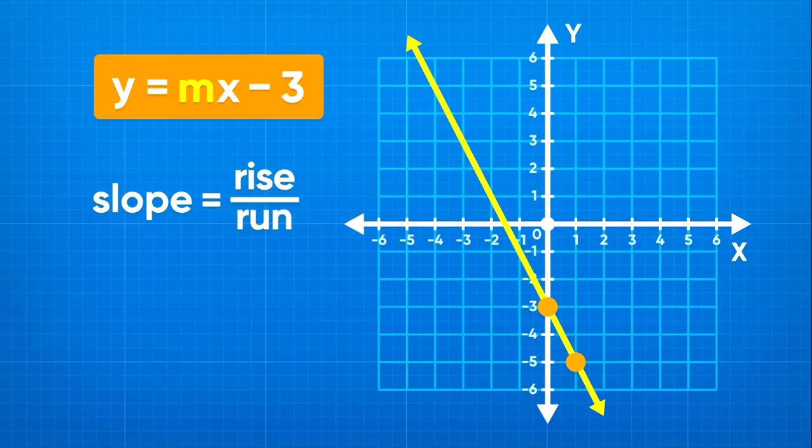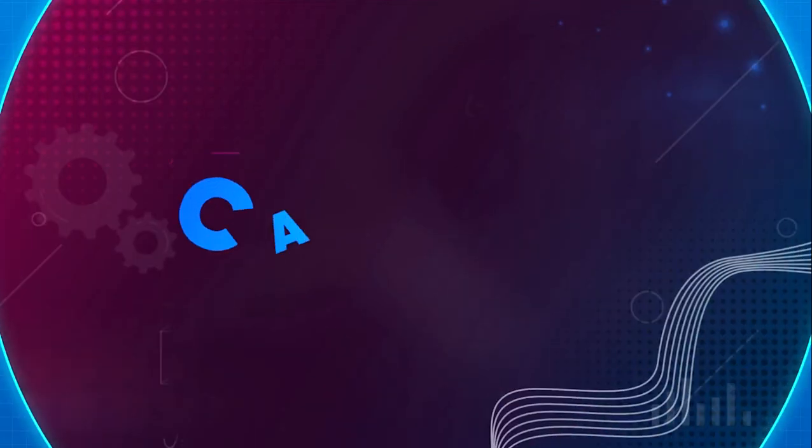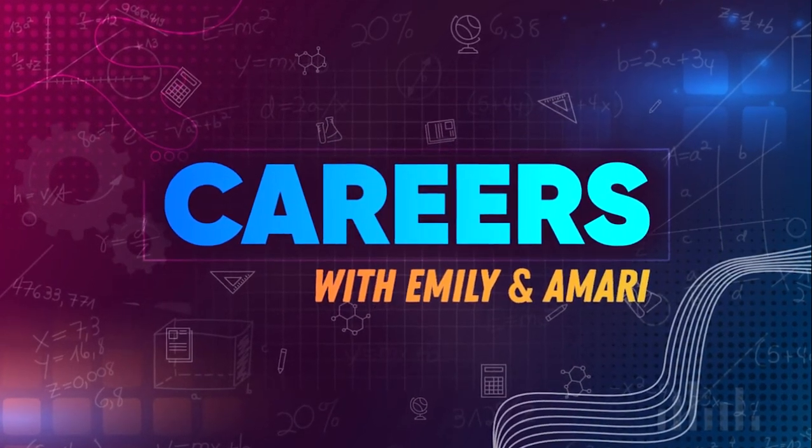In this case, we need to go down by 2, which is a rise of -2. And we need to run 1 unit to the right. So the slope of this line is -2 over 1, which just simplifies to -2. So the equation of this line is y equals -2x minus 3. You got it. Next, let's see how this knowledge can help us with different careers.